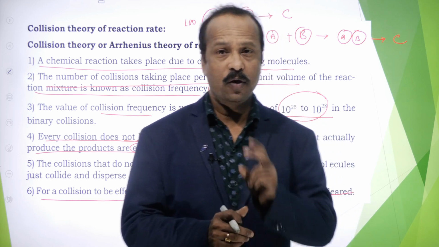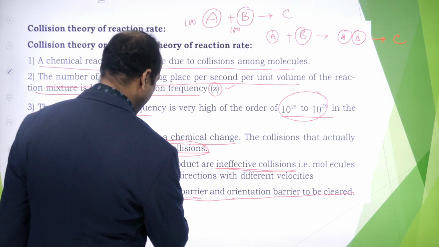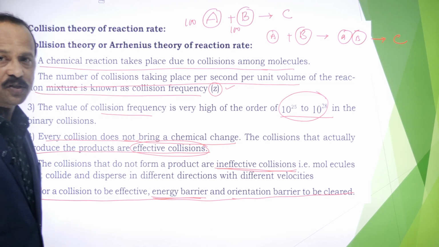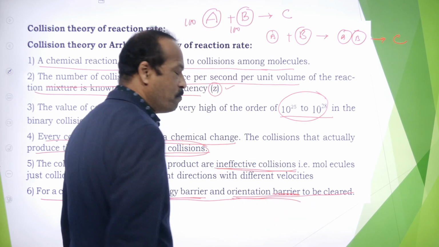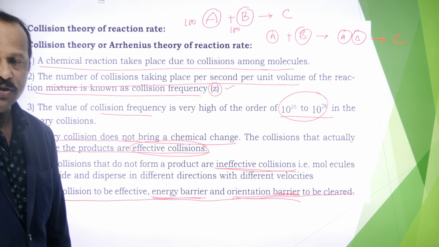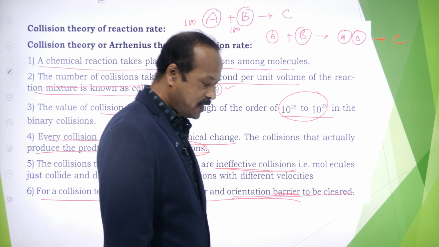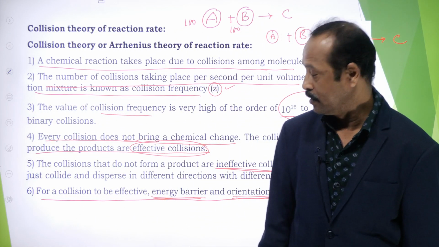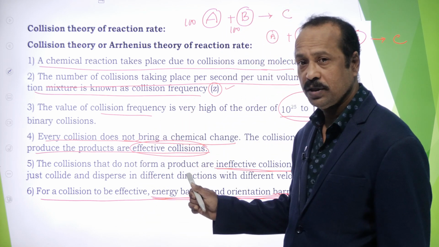For that, there are two factors. One is called the energy barrier. What is the first one? Energy barrier. And the second one is called the orientation barrier. What is that? Orientation barrier. Now we will discuss the energy barrier and the orientation barrier. Is there any doubt in this collision theory?